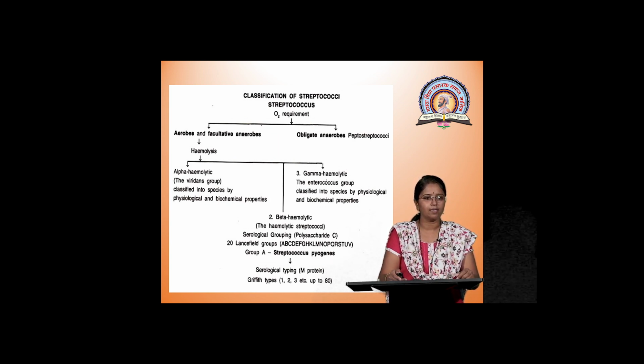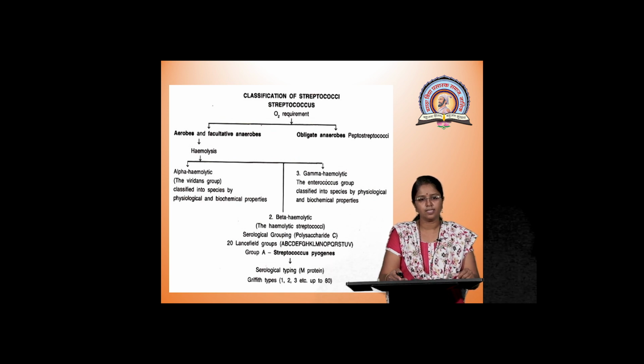As we saw in the previous slide, some streptococci show alpha hemolysis. It means that complete hemolysis doesn't occur on the plate, only partial lysis of RBCs occurs, and the color of the blood agar becomes greenish. That type of hemolysis is known as alpha hemolysis. These alpha hemolytic bacteria are known as the viridans group. The second classification is based on complete hemolysis, that is beta hemolysis.